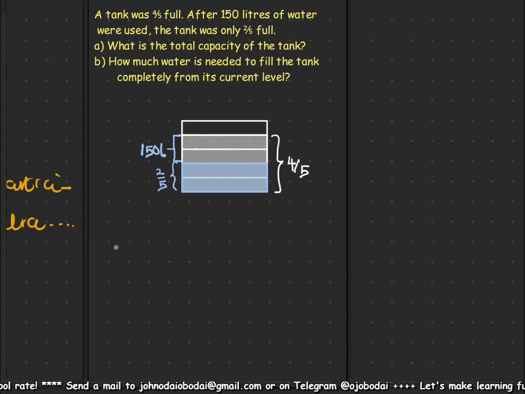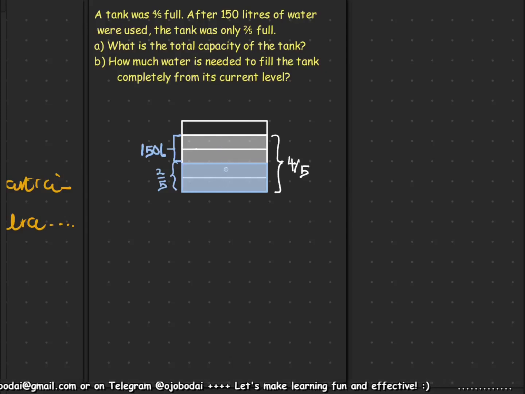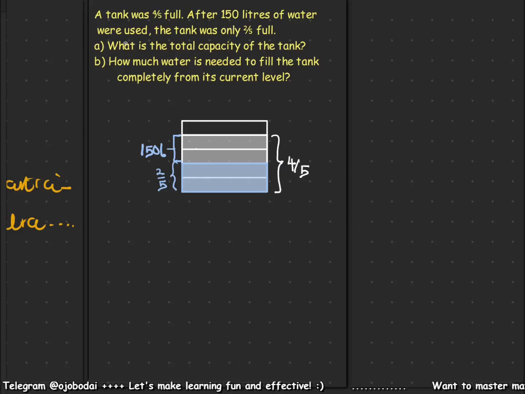So let's go over it again to get the understanding. First of all, the tank is 4 over 5 full. It means we have the tank divided into 5 equal portions, of which just 4 portions are full. That is what we are using the curly brackets to represent. Now out of this 4 over 5, 150 liters of water has been used. And now we are just left with 2 over 5. That is the blue part here, 2 over 5.